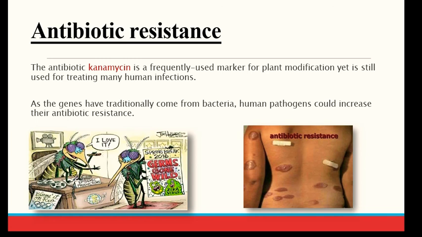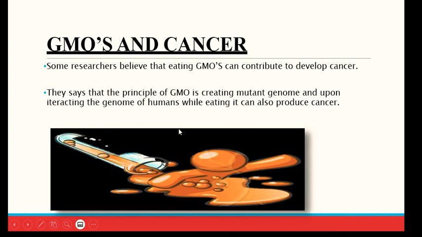Now, the most important danger is antibiotic resistance. The antibiotic kanamycin is a frequently used marker for plant modification, yet it's still used for treating many human infections, as the genes have traditionally come from bacteria. So human pathogens could increase their antibiotic resistance. You can see epidemic predictions in this figure, Spring Break 2016, germs gone wild. This can relate with the current situation of 2020 or 2021 when COVID-19 spread as an epidemic. It's a pandemic now.